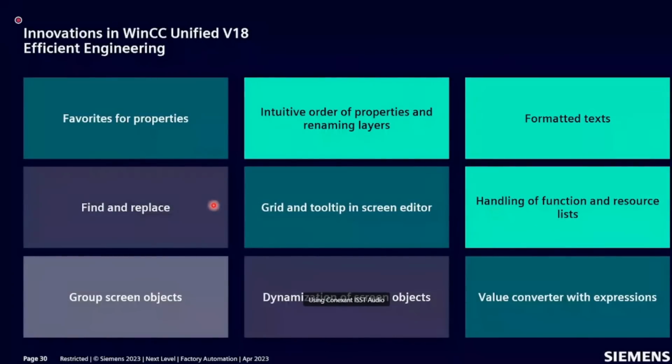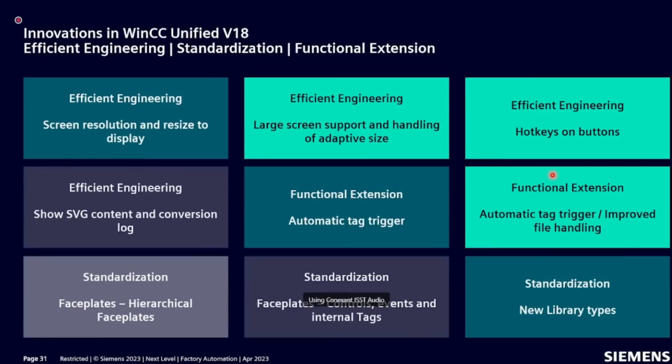In total, I have gathered all the functions and features which are available in V18 as innovation features. I will not go into detail, but you can refer to them later on. So: animation of the screen objects, favorites for the properties, format text, different palettes. All these are available.